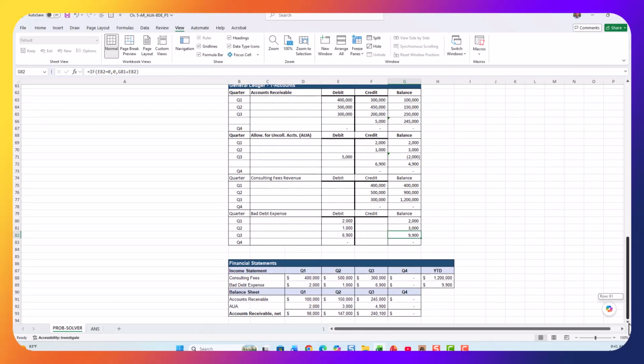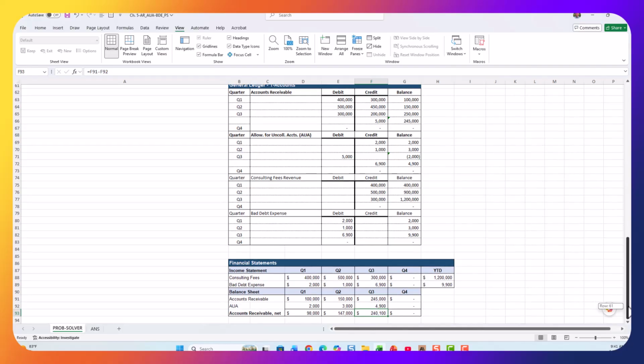When it comes to the financial statements, the income statement will show consulting fees for Q3 of $300,000 and year-to-date of $1,200,000. Bad debt expense will show $6,900 for quarter 3, with year-to-date of $9,900. On the balance sheet, at the end of quarter 3, we'll show accounts receivable of $245,000, an AUA balance of $4,900, a net accounts receivable of $240,100.